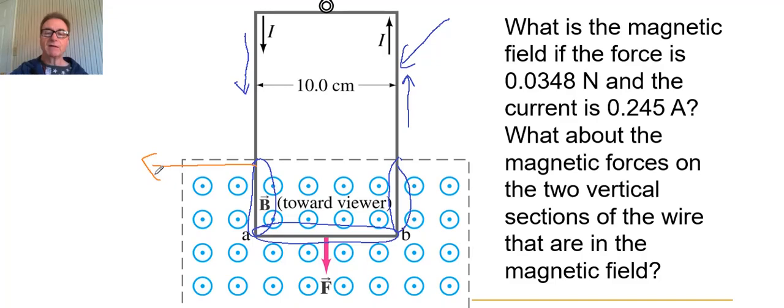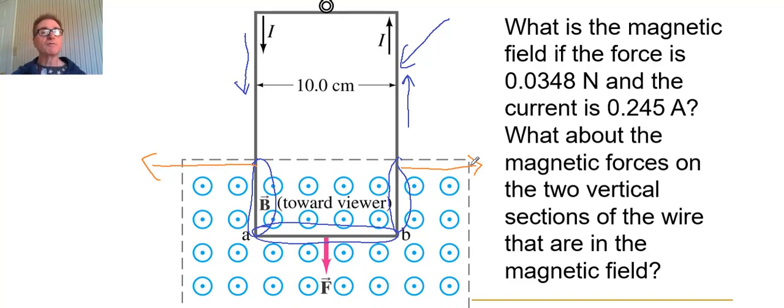Now let's do the right-hand segment of wire. My fingertips are going to be pointing up now. I'm going to have to twist my hand because the magnetic field is still coming out of the page. And which way is my thumb pointing? Well, hopefully you can see this. It's pointing to my right. And so the force on this segment of wire is going to be going to the right.